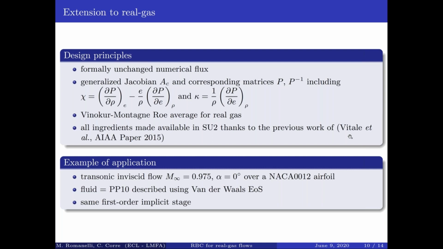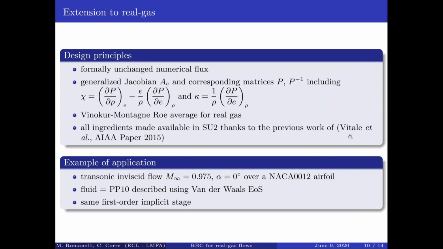Here it is. Okay, so after this test, of course, in 2D again, only in 2D, but for different flow regimes, we move to real gas. Real gas, I put it in parentheses because actually it's no big deal, and it's no big deal because of all the nice work which was done before in SU2, of course. Otherwise, it would have been a big deal. Formally, the numerical flux is unchanged. You just need to deal with a generalized Jacobian.